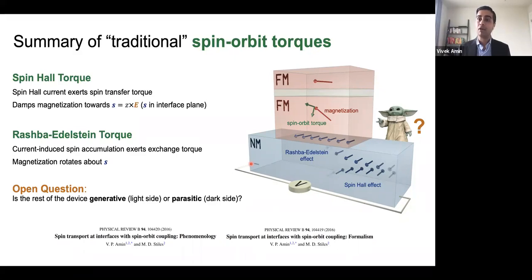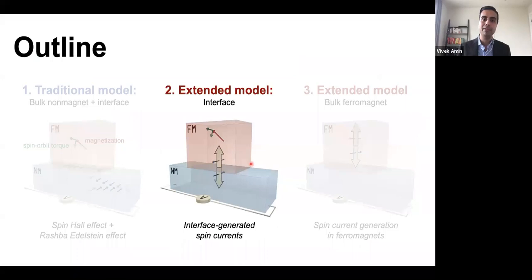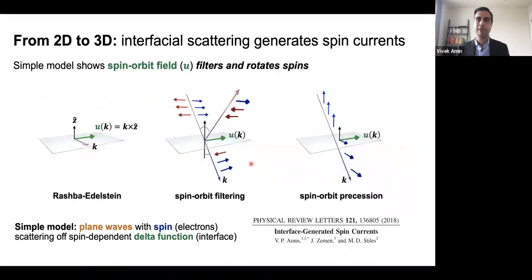I'm not going to go over all of the various things that can happen, but in the next part, I'm going to talk about what I think is the most interesting effect to arise from that analysis. And that is that the interface can generate spin currents that can then exert torques on the ferromagnetic layer. Okay, so to understand how this effect arises, we have to go from 2 dimensions to 3 dimensions.